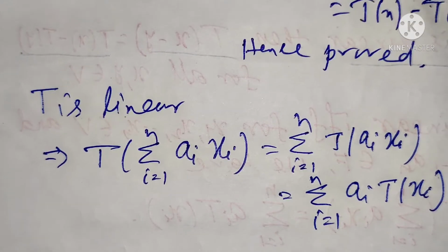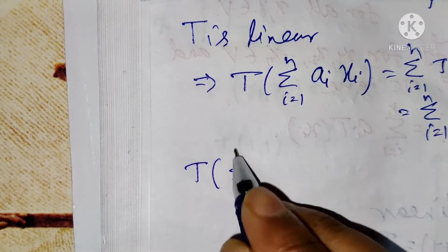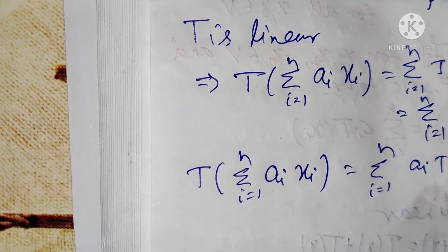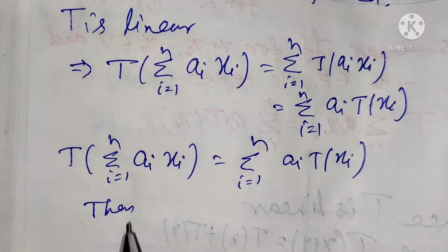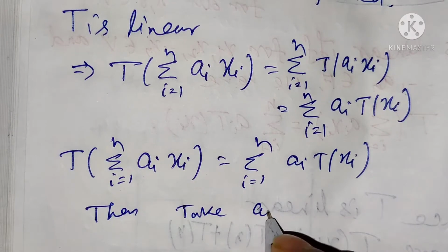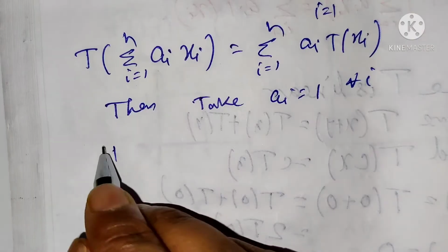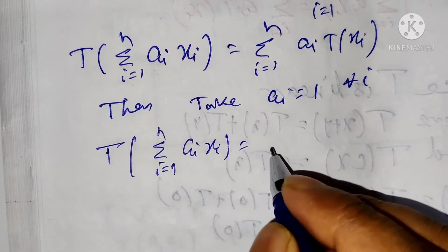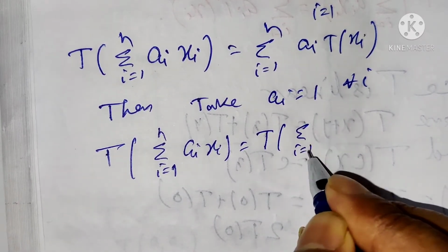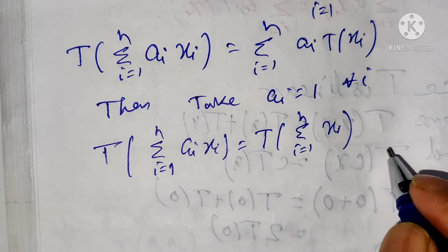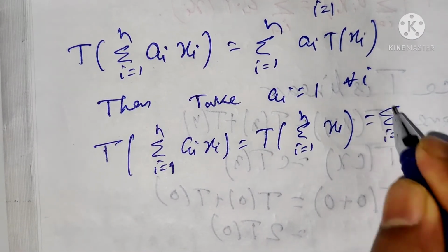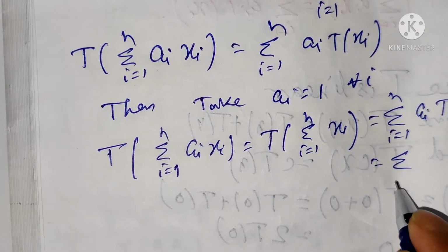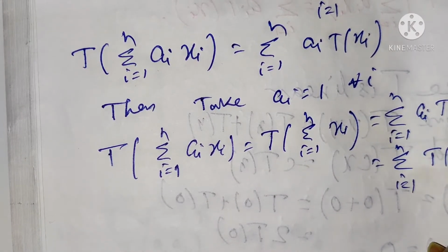Now we have to prove the converse: T of summation i equals 1 to n ai xi equals summation i equals 1 to n ai T(xi). Then take ai equals 1 for all i, T of summation i equals 1 to n xi equals summation i equals 1 to n ai T(xi) that equals summation i equals 1 to n T(xi).